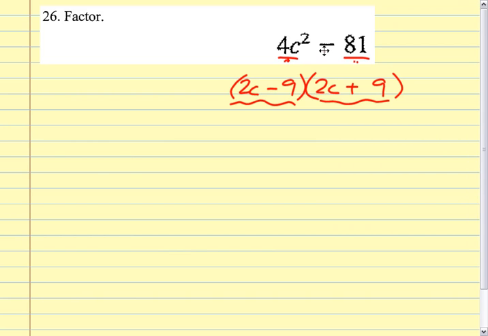What about the second one? Can I factor that one? No, I can't.